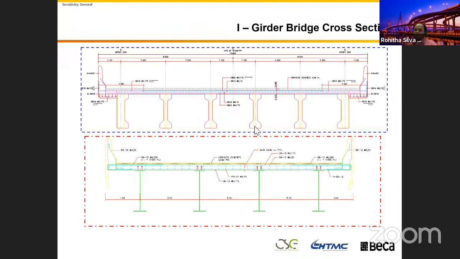Then I put another bridge cross section. This is a quite common type of bridge we do in Asia. This is a typical I-girder bridge we use for the 4-lane bridge. And then these girders we place at 2.3 meter spacing. Again, we have a bridge deck on the top and the barriers attached to that.